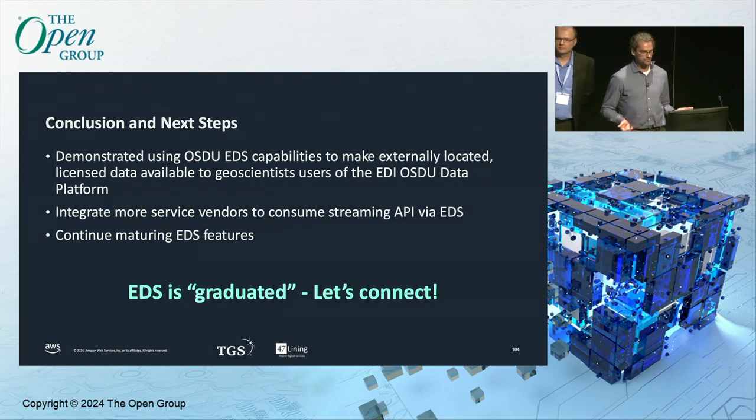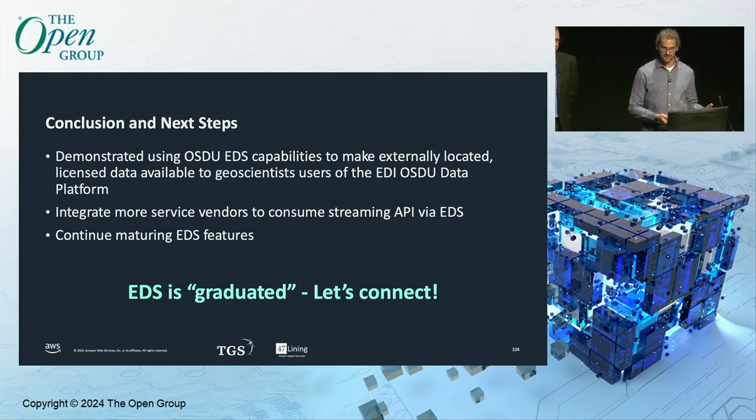So then, in conclusion, we were able to demonstrate using the OSDU EDS capabilities to take externally located licensed data and make it available to a geoscientist user of the EDI OSDU data platform as if it were metadata along with all of the other records in the platform. We would like to continue integrating more service vendors and make it easy to consume this data through streaming APIs via the EDS capabilities. And we'd like to continue maturing the EDS features and make that easier for everyone to use. So EDS is officially graduated in our upcoming OSDU release. And we'd love to connect with you on how we can integrate your external data with the OSDU data platform.